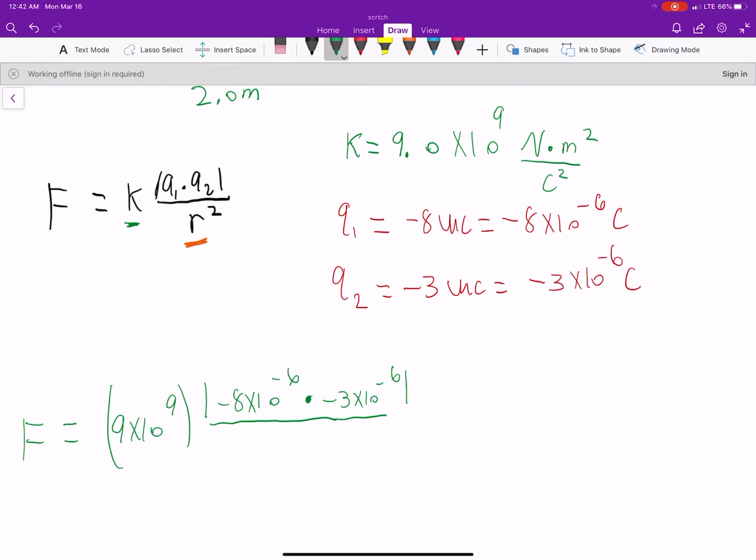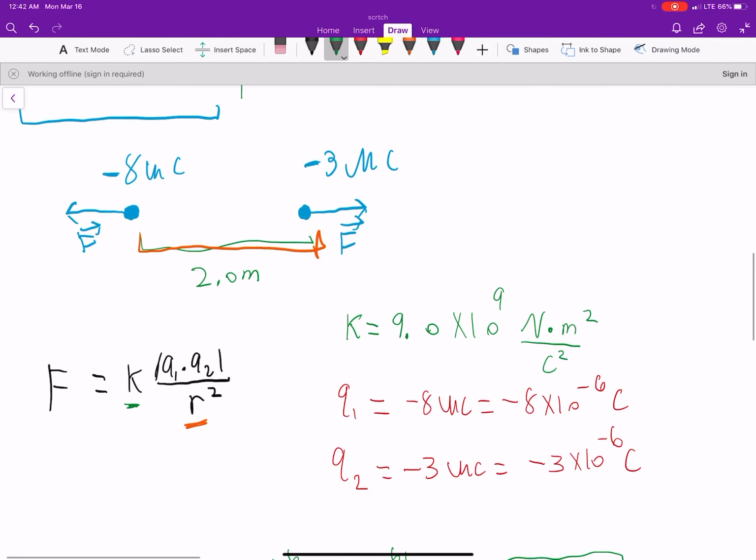All over the distance between them squared. 2 squared, that's just 4. And if you were to plug this into your calculator, you should get about 0.054 newtons. So this is the force that's pushing these 2 charges away. That's this force. That's also this force.